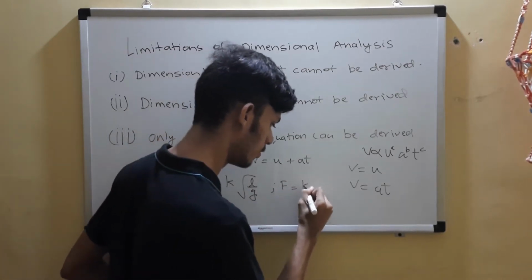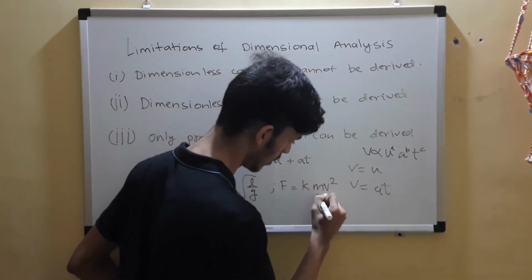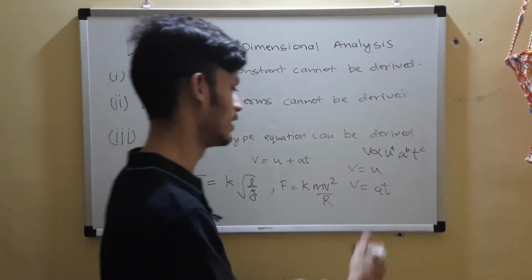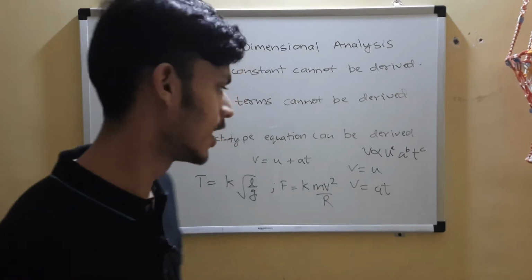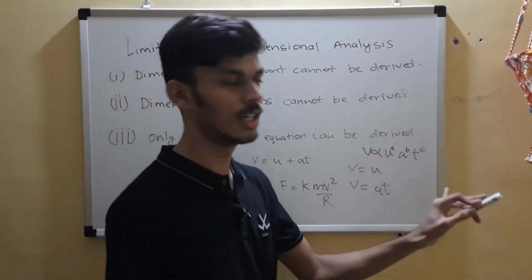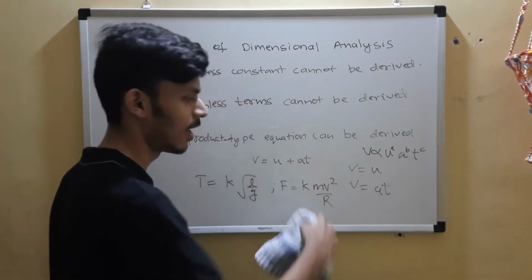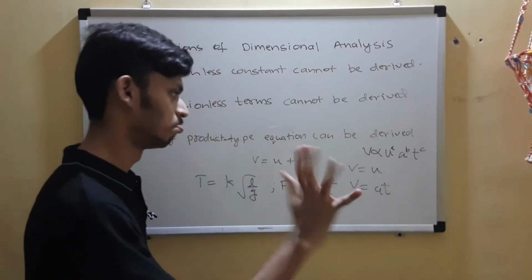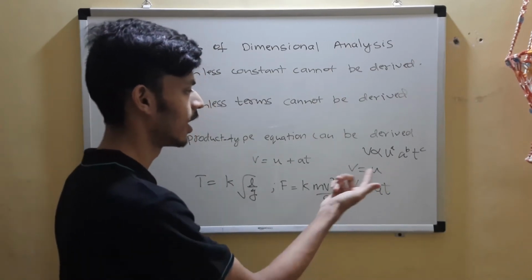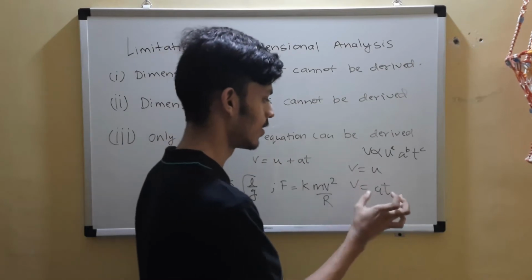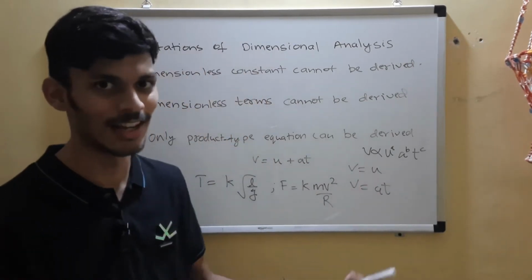If you had to see the pattern, then amazing. All our products, no plus minus sign in between. So yes, if you have only product types, the equation can be derived. If you have equations of this type, or v is equal to u square plus 2as, they cannot be derived. Either you'll get this or this. You can try.